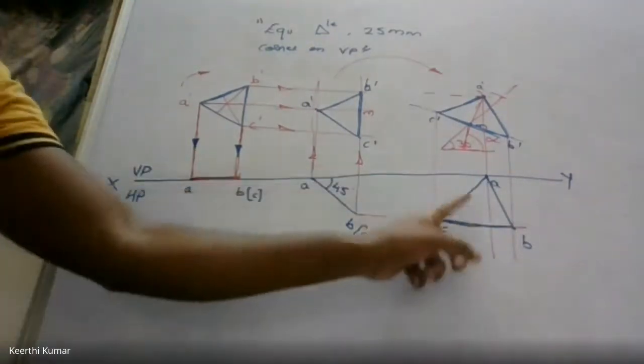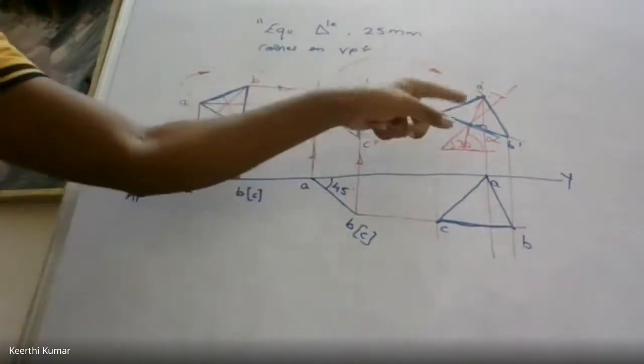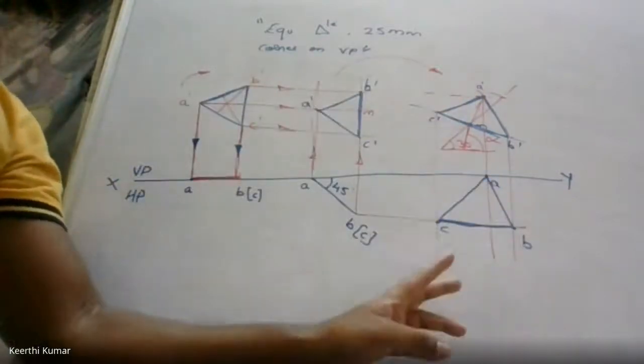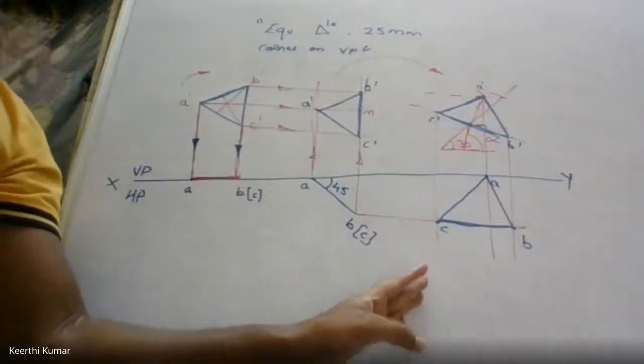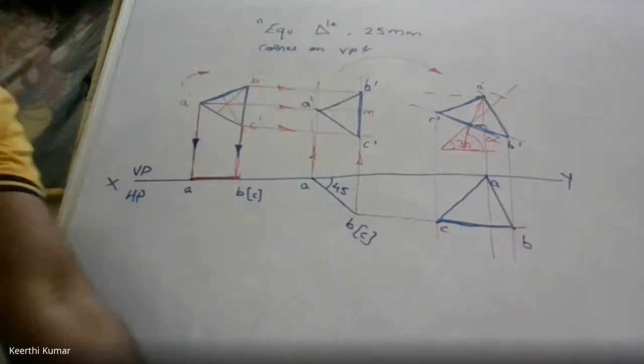Don't worry, this figure may be in the other way also. If someone has taken M on that side and A on this side, this figure will go in the other way, no issue. But you follow the procedure and try to obtain the final position. So this completes the final.